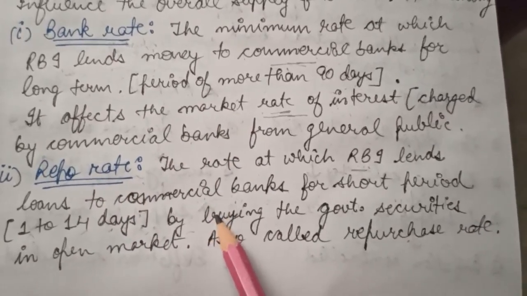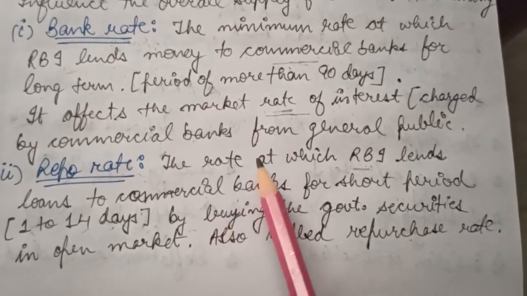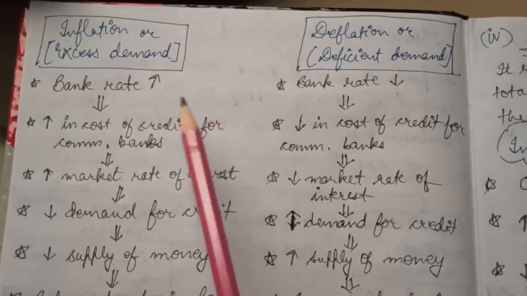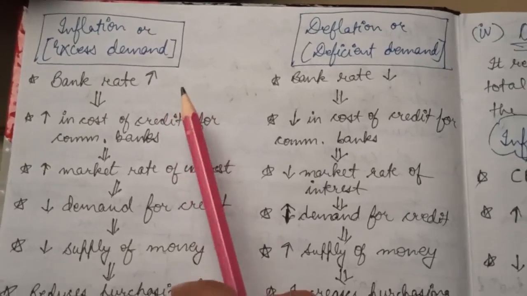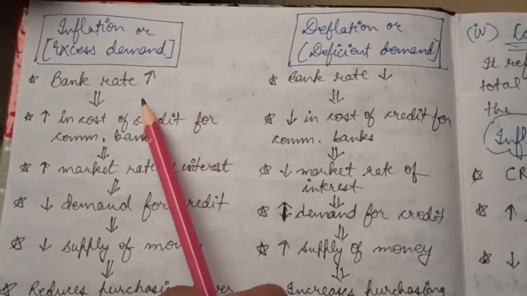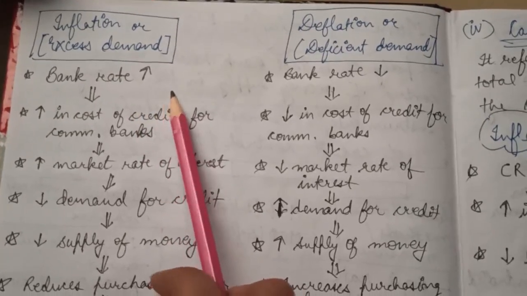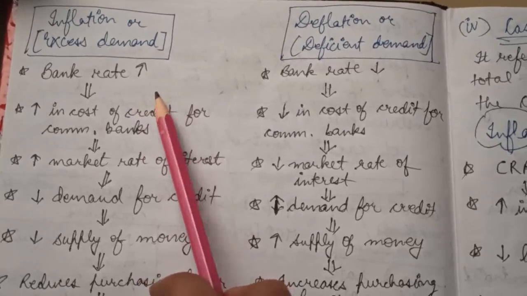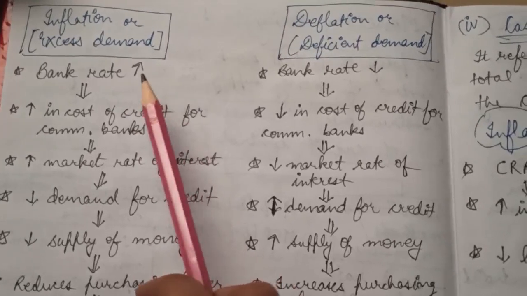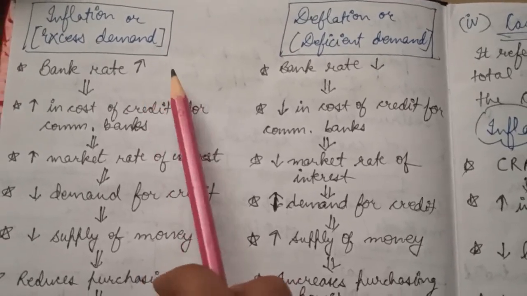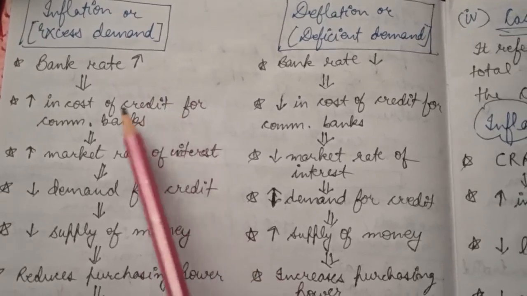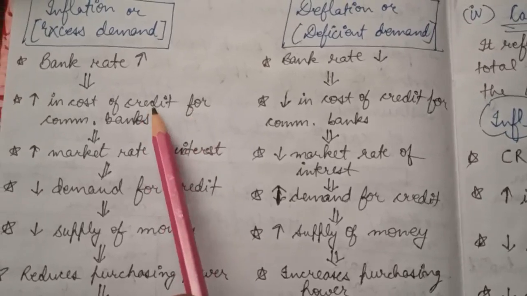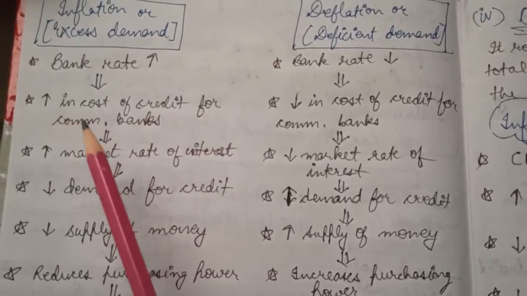Now we will come to know how it is changed in case of inflation or deflation by the Reserve Bank of India. You can see over here, in case there is inflation or excess demand in the economy, in that case the bank rate will be increased by the RBI. That is, bank rate is the rate at which the RBI lends money to the commercial banks. So the loan that commercial banks got will now be available at a higher rate of interest, due to which there will be an increase in the cost of credit for commercial banks. That is, the cost of the credit that commercial banks took from RBI will increase.